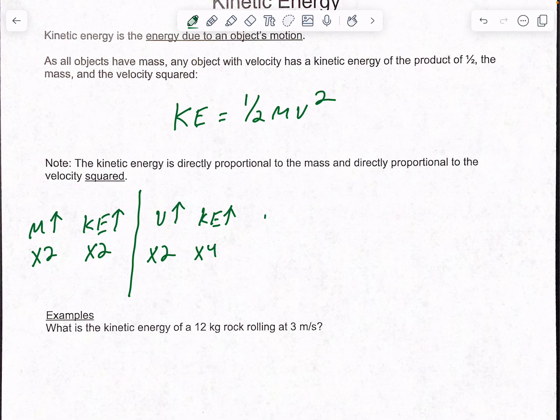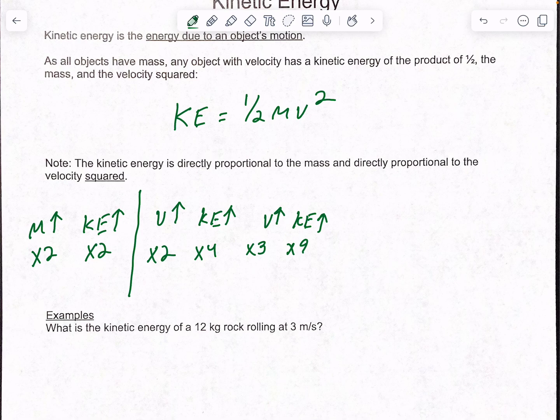Okay, let's try another one. If our velocity went up by 3, instead of going up by 3, it's going to go up by 3 squared. So now your kinetic energy went up by a value of 9. Just by increasing that velocity, it's going to start exponentially increasing your kinetic energy.